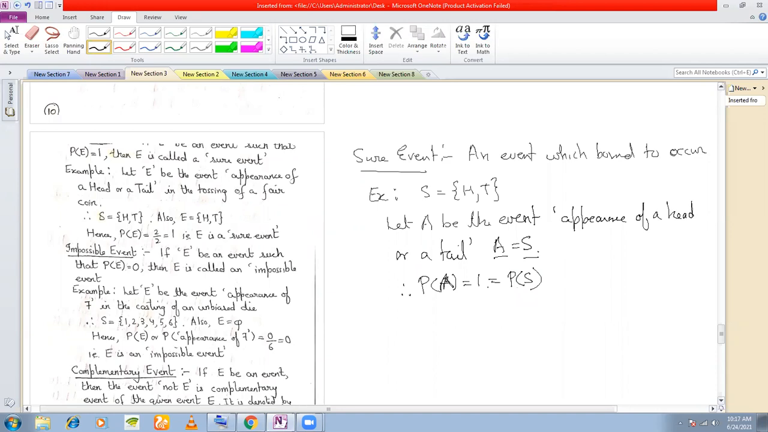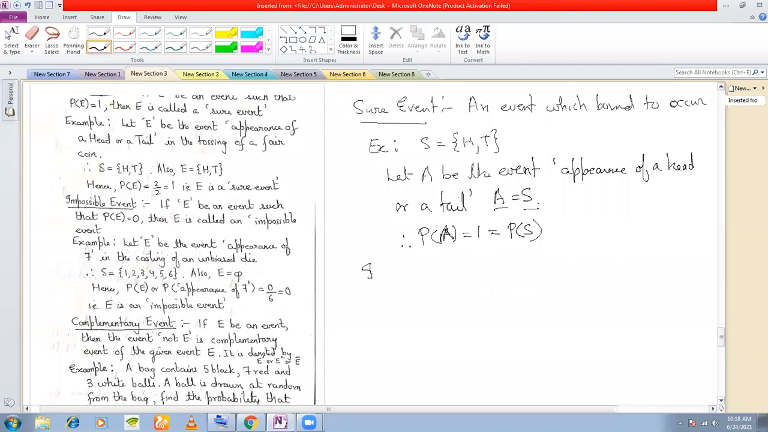Suppose someone asks me whether he or she will pass in the exam or not, and I say yes, he or she can pass in the exam or can fail in the exam also. So what is so new that I said? This is a sure event. If someone appears for an exam, either he will pass or he will fail. There is no third alternative, right? That is a sure event because my event was either pass or fail.